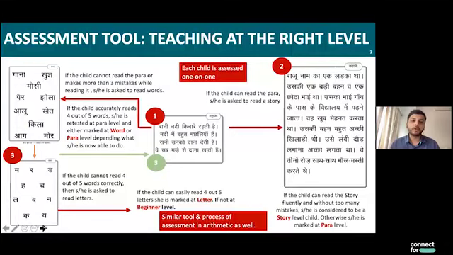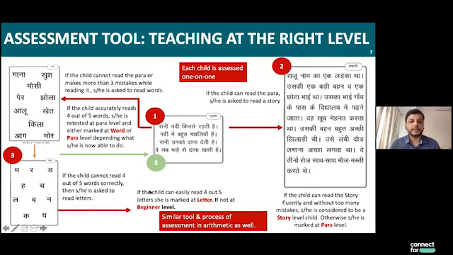So I'll talk more about the tool. This is the foundation of the program. I mean, the entire program starts from the assessment tool, and this is one of the most important indicators in our measurement framework, which is learning outcomes. You see 4 levels over here.